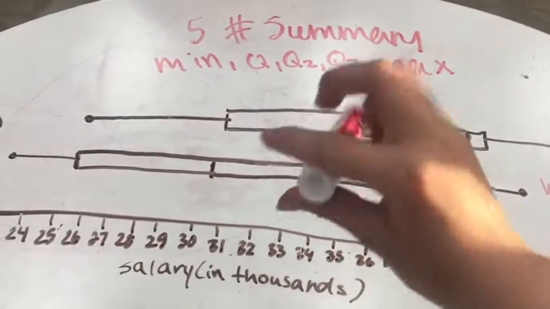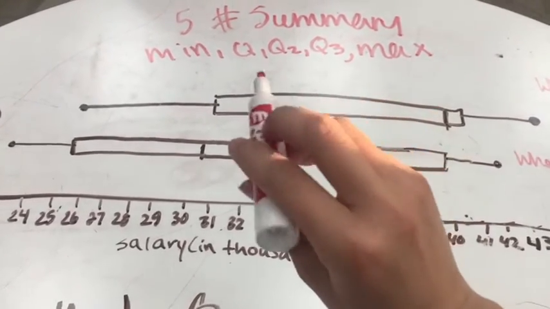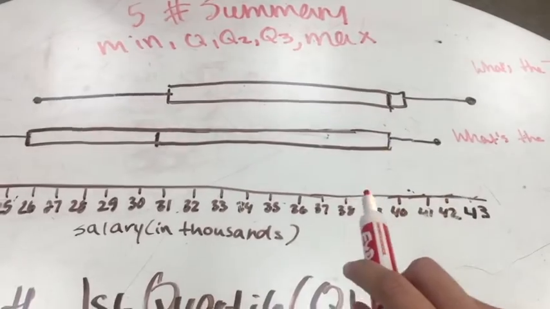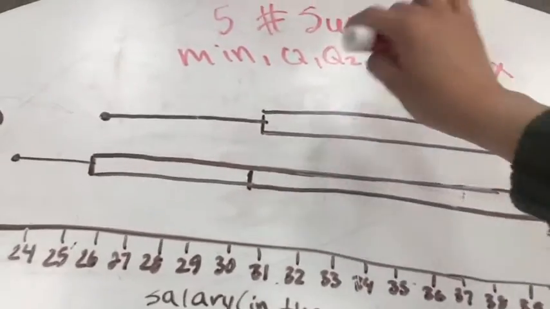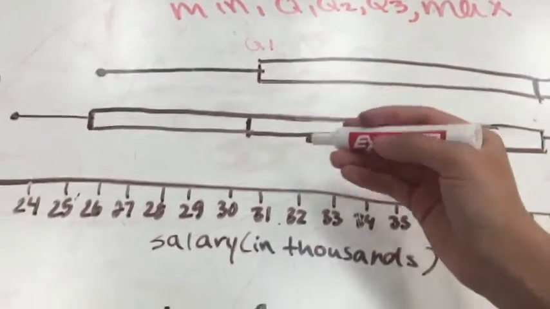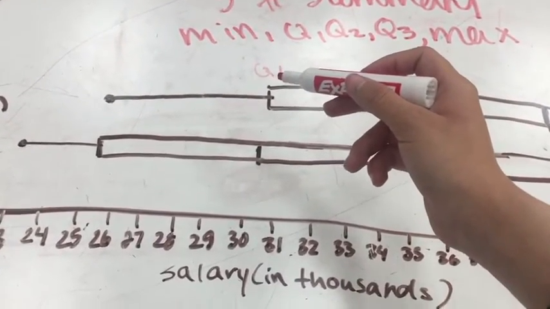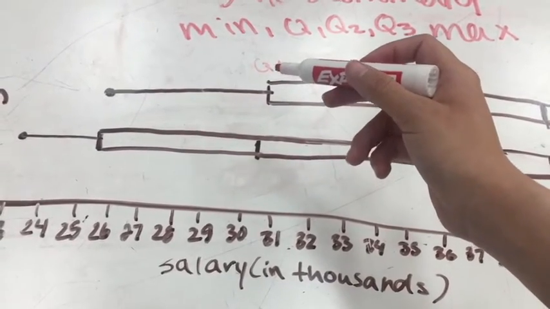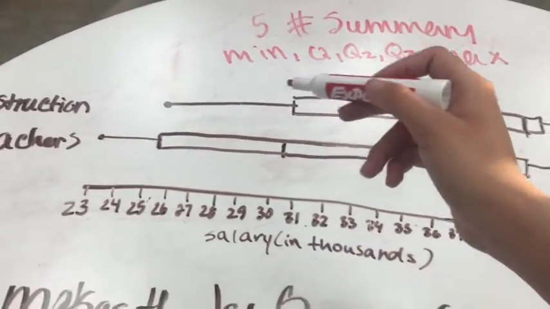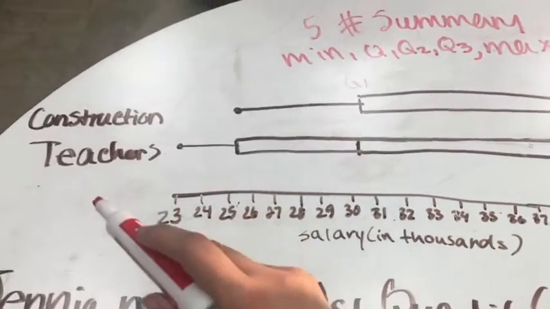And then next you have Q1, Q2, and Q3. And remember how these three make up the box on the box plot. So Q1 represents the beginning of the box. So you can see that the 25% ranked of construction workers made this much. And the same goes for teachers.